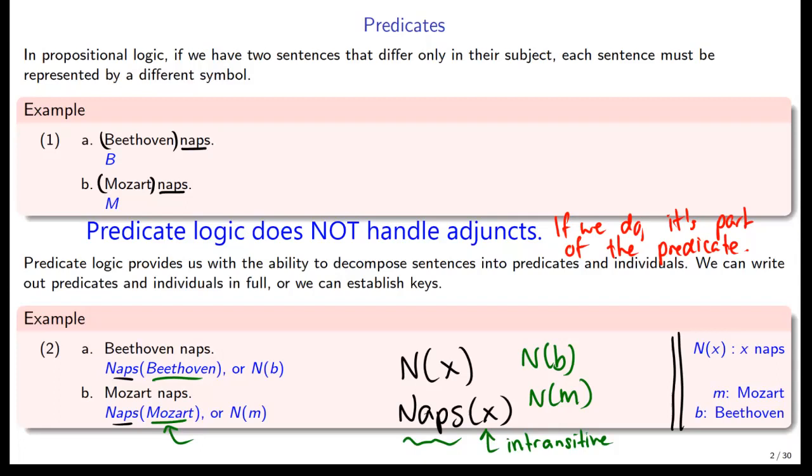So we could say the predicate is like naps in-house, and then we put Beethoven. So naps in-house. Beethoven. And we can talk about why a little bit later, but I don't want to muddy up the conversation with that right now. Okay, so this is a huge advantage with predicate logic.